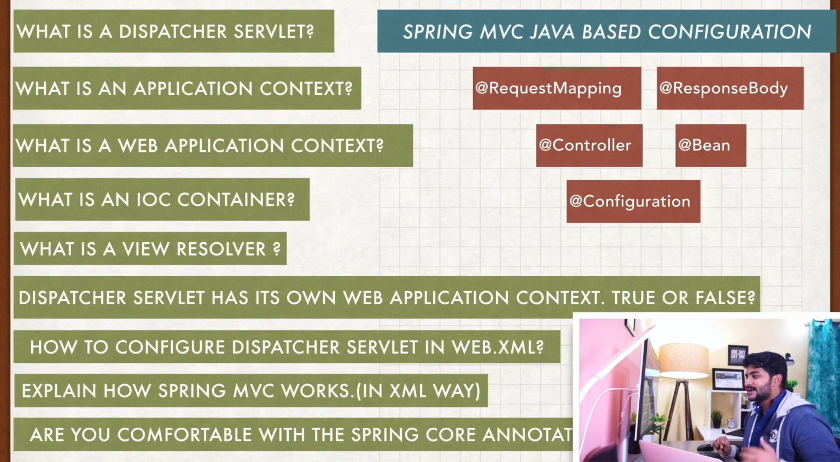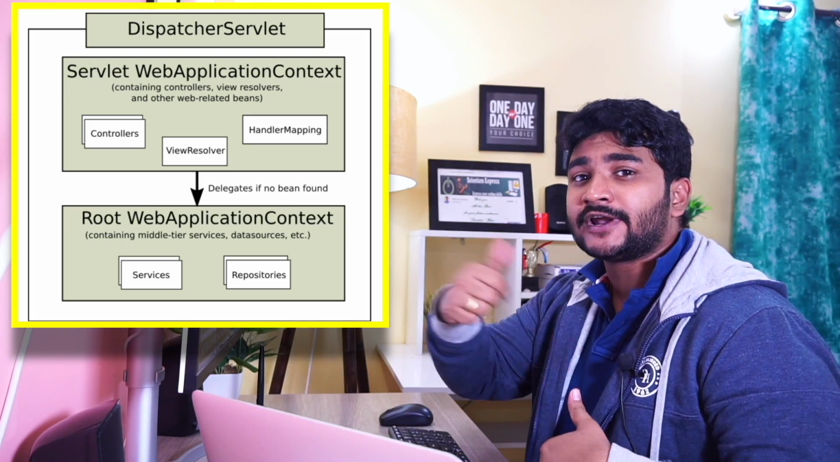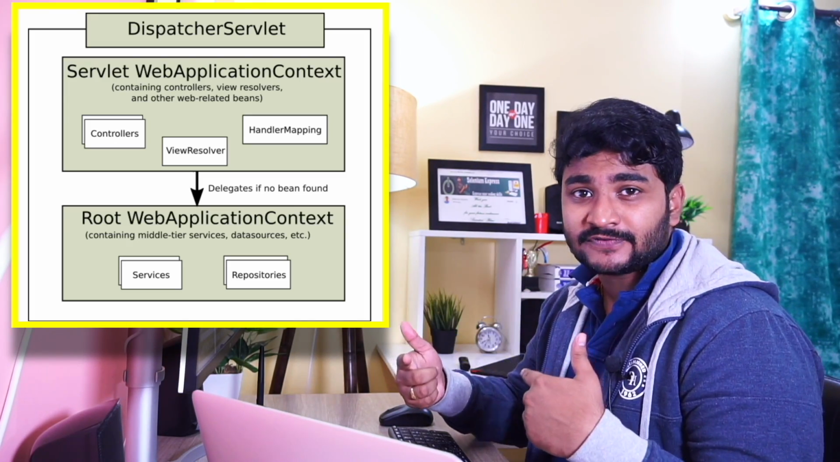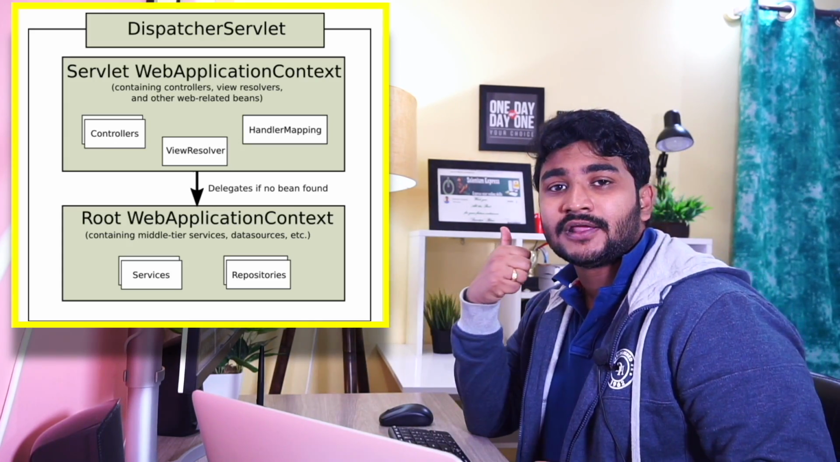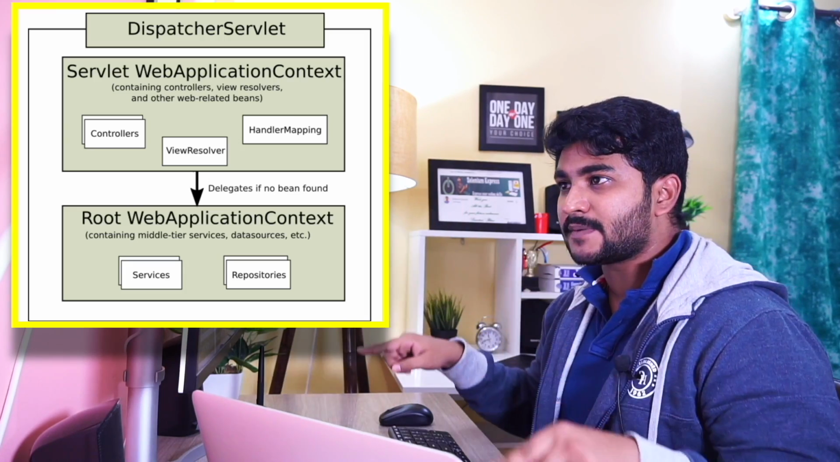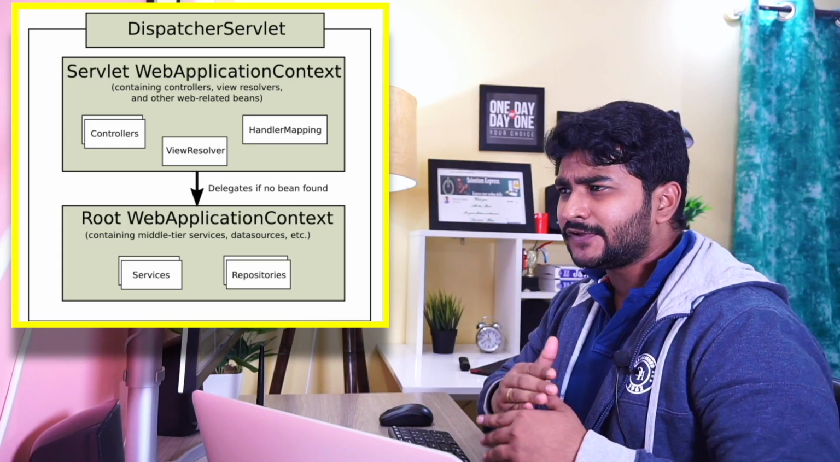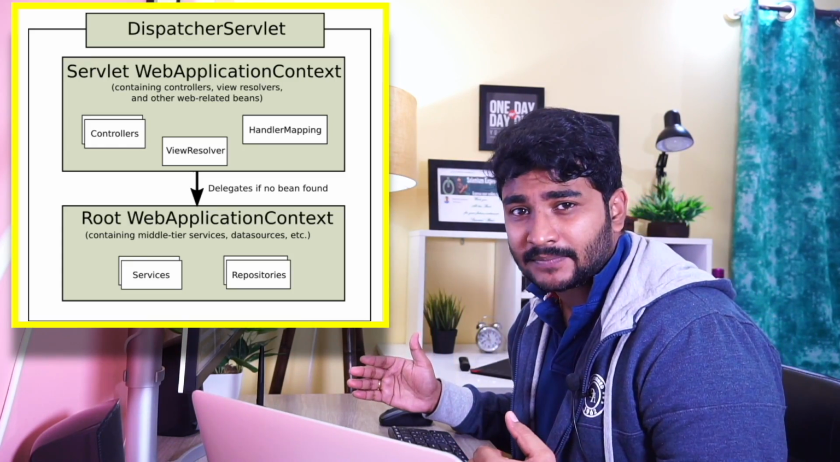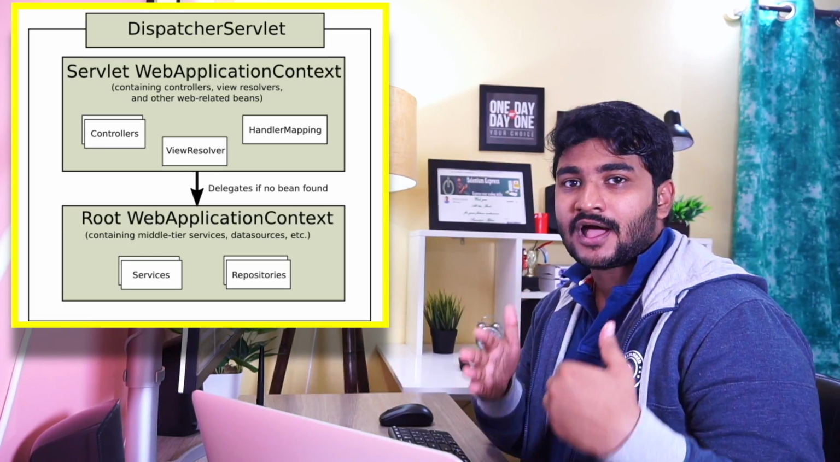Okay, the next question is, dispatcher servlet has its own web application context. True or false? As I told you previously, whenever we are initializing the dispatcher servlet, it is going to look for a configuration file, and the configuration file is our web application context. The dispatcher servlet is going to read our configuration file and create a web application context out of it. You can configure multiple dispatcher servlets for an application, and each dispatcher servlet has its own web application context, right?